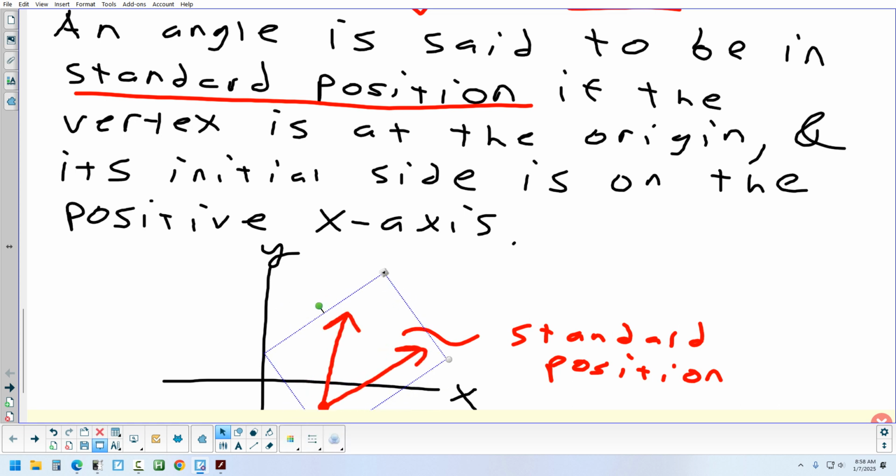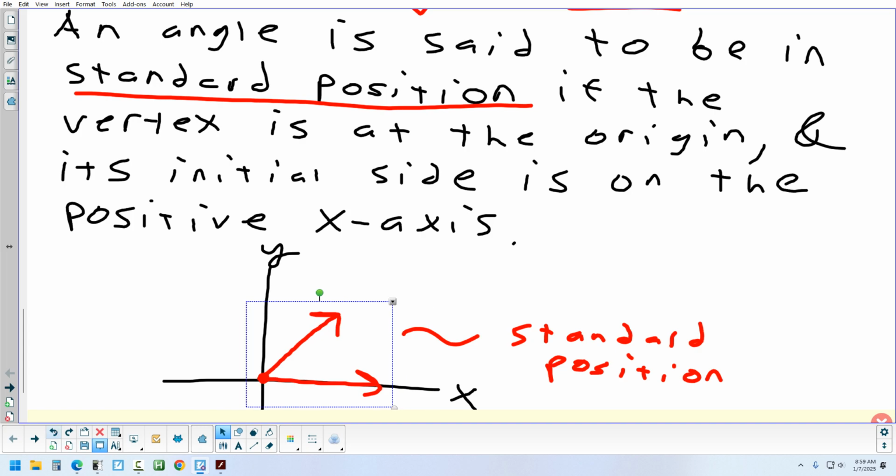How about if I did something like this? Is that standard position? No. What's wrong now? It's not on the x-axis. Right, the initial side is not on the x-axis. The terminal side is on the y-axis, but that's not part of the definition at all. So standard position has to look just like that. Any questions on what it means to draw an angle in standard position?